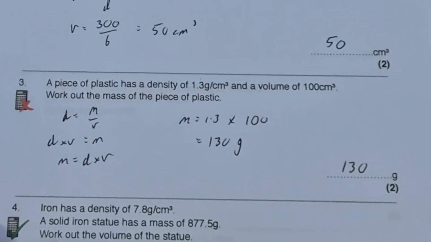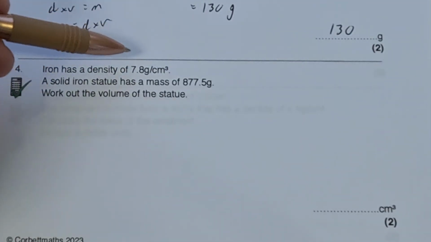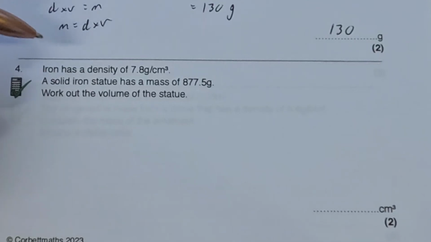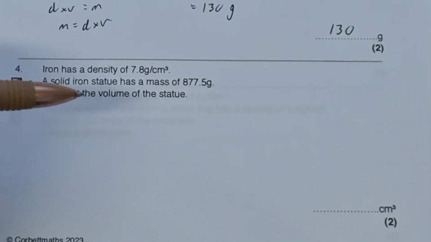Okay, let's look at question number 4. It says that iron has got a density of 7.8 grams per centimeter cubed, so every single centimeter cubed of iron has got a mass of 7.8 grams. A solid iron statue has got a mass of 877.5 grams, and the question is to work out the volume of the statue.